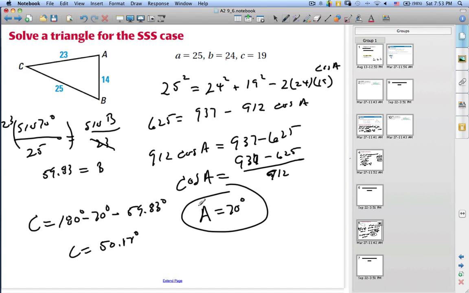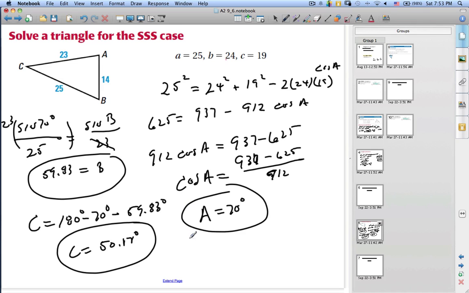Okay, so I found angle A, angle C, and angle B. I've solved my triangle. Again, I want to check for validity just in case. A was the biggest angle, so side A must be the biggest side. It is. Then next would be B, it's the next biggest, and last would be C because it's the smallest angle. Everything checks out and looks quite valid.